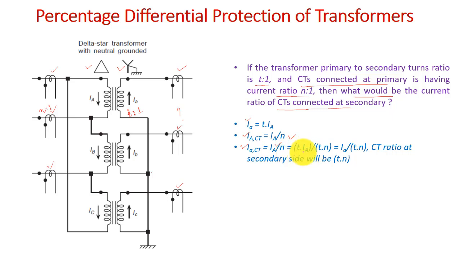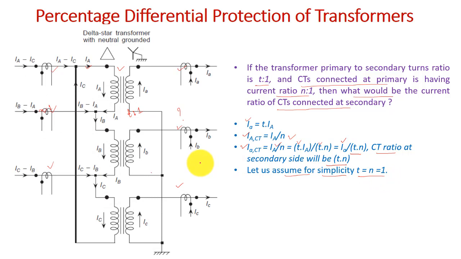That is equal to T into IA. So I am multiplying T in both the numerator and denominator, right, and then T into I capital A is equal to I small a divided by T into N. So therefore I can say that the CT ratio at the secondary side will be T into N, right. So this is how we can determine the CT ratio in the secondary side. Presently let us assume, for simplicity, T equal to N equal to 1, okay.